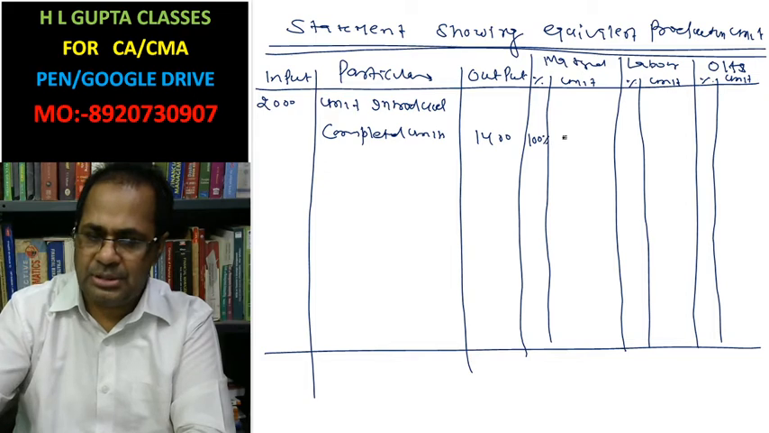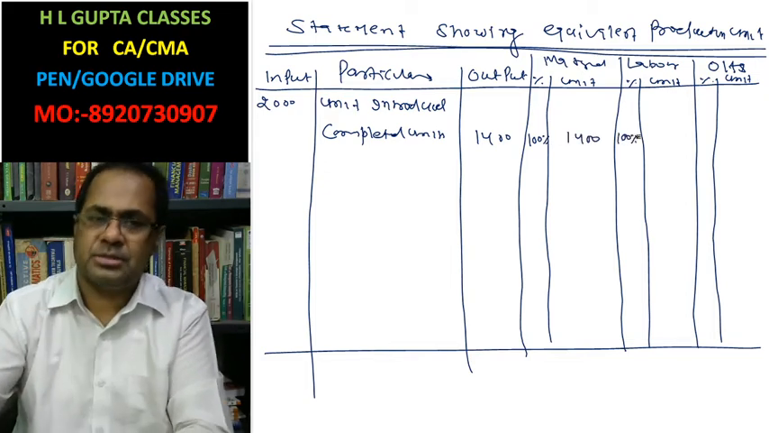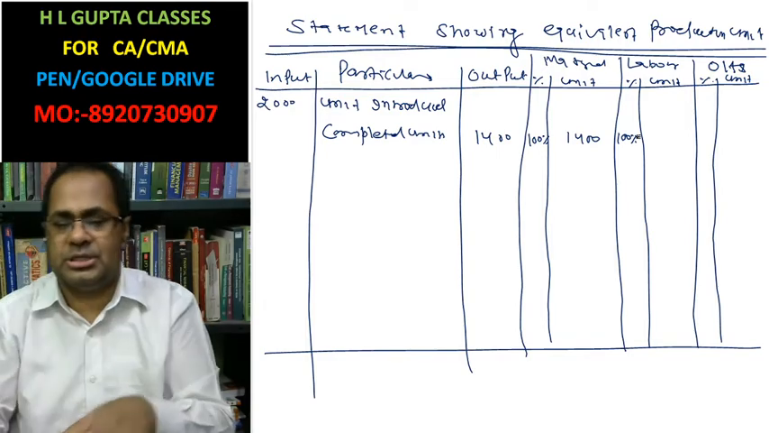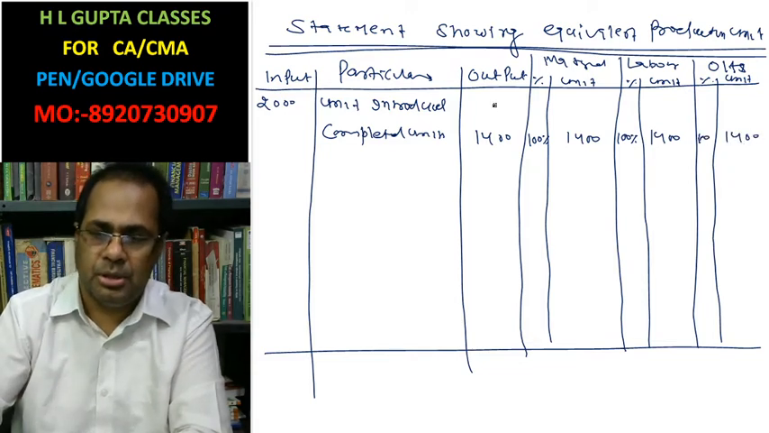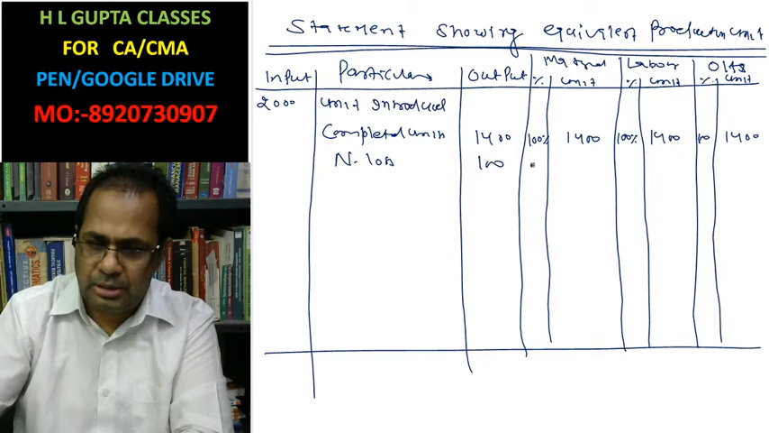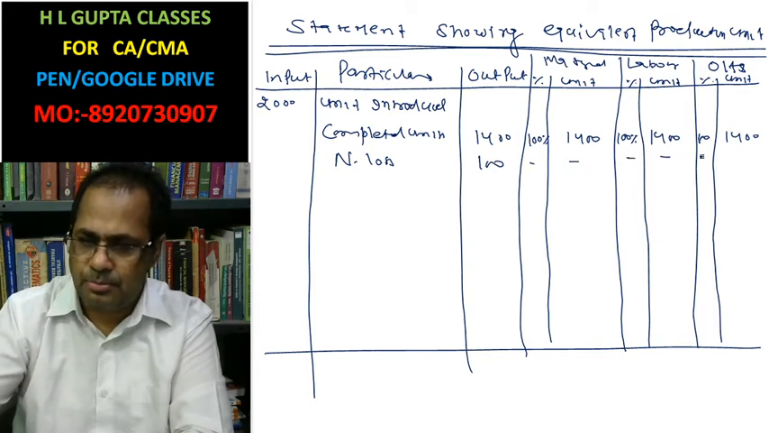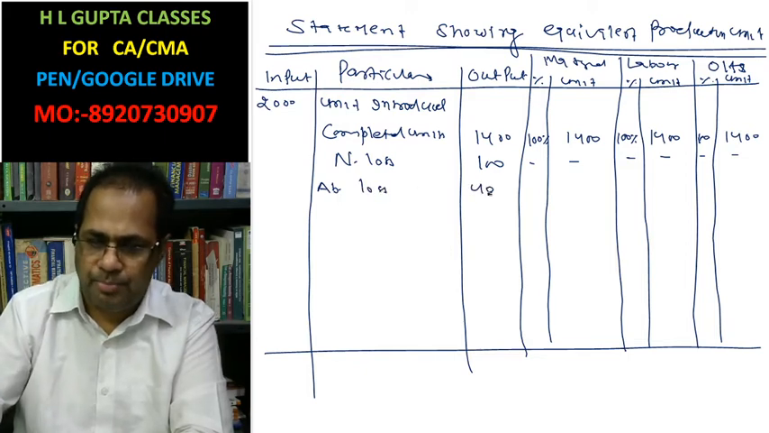Material is 100%, that equals 1400. Labor is 100%. In the case of completed units, 100% is taken, that is 1400. Okay, completed units. Thereafter, abnormal loss. Normal loss of 100 is not considered here. Abnormal loss is 40.